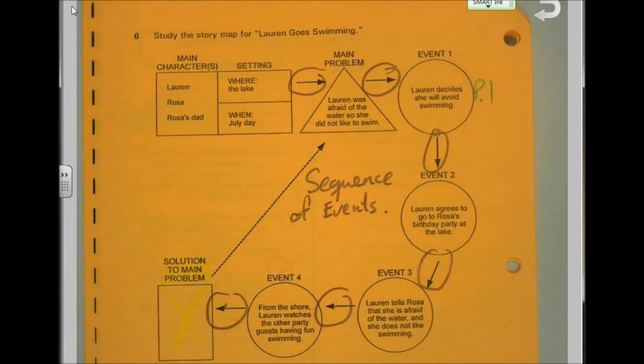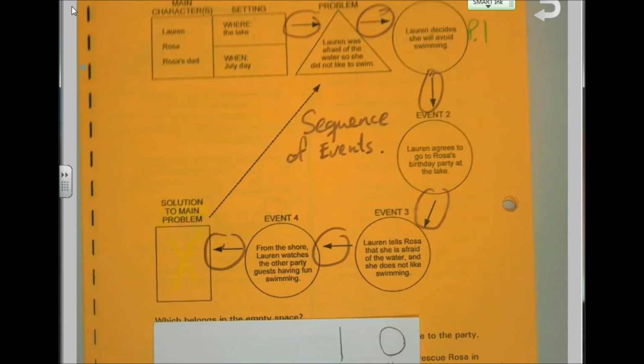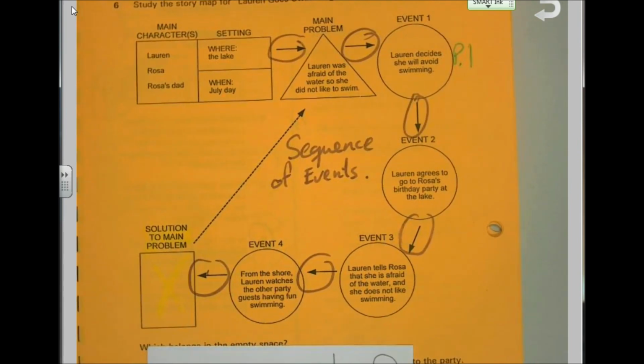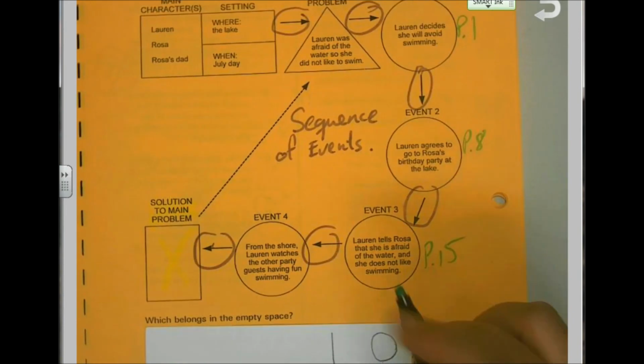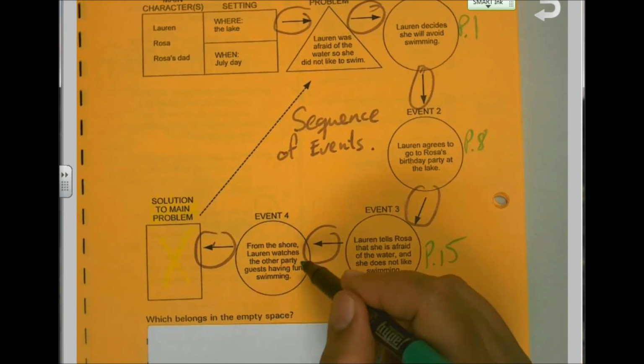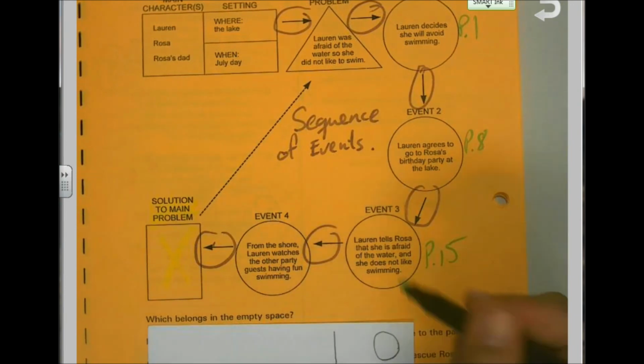Number 2. And if you haven't done this, you should have, but if you haven't done it, do it now. Number 2. Lauren agrees to go to Rosa's birthday party at the lake. What paragraph is that in? Number 3. Lauren tells Rosa that she's afraid of the water and she does not like swimming. What paragraph is that? Paragraph 15. Number 4. From the shore, Lauren watches the other party guests having fun swimming.